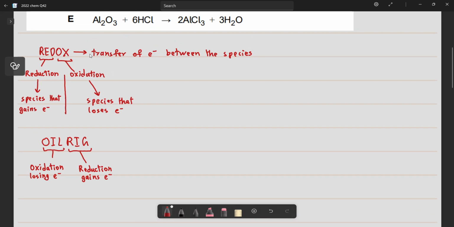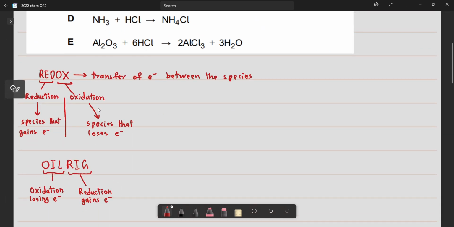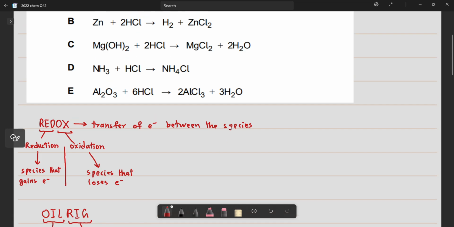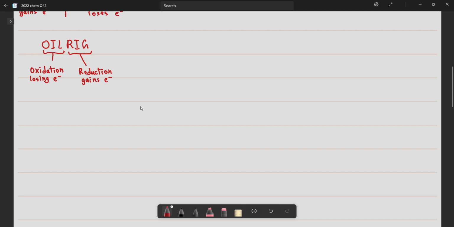The most important thing you must remember is that redox is just the transfer of electrons between species, and species that gain electrons are reduced, and species that lose electrons are oxidized. So this is the basic definition you must know. Now we'll move to the terms reducing agent and oxidizing agent. There are two types of agents.